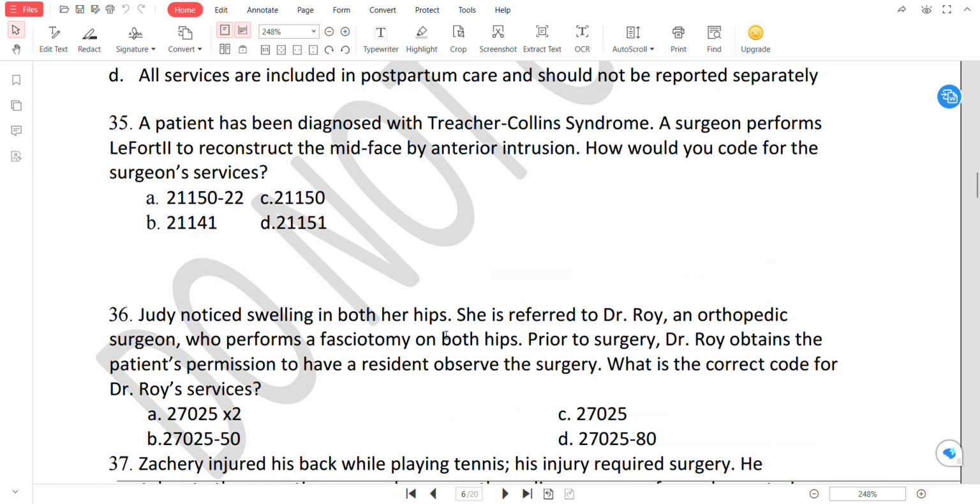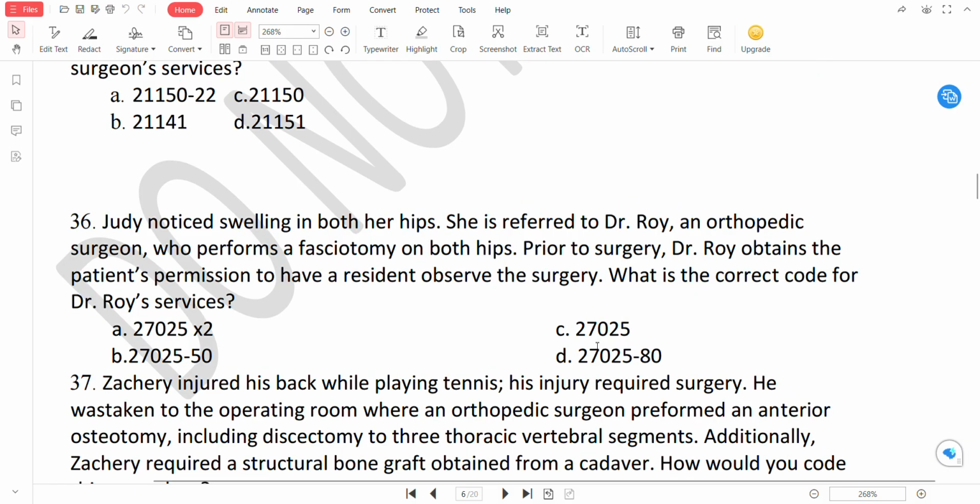36. Judy noticed swelling in both her hips. She is referred to Dr. Royce, an orthopedic surgeon who performs a fasciotomy on both hips. Prior to surgery, Dr. Royce obtained the patient's permission to have a resident observe the surgery. What is the correct code for Dr. Royce's services?